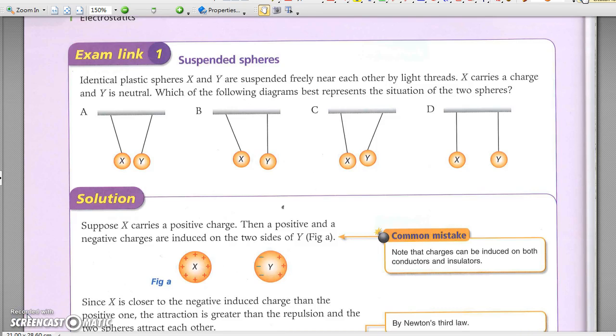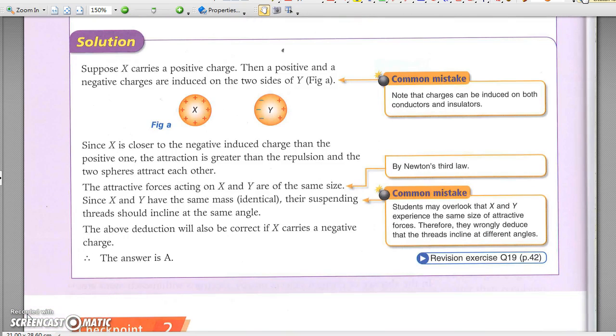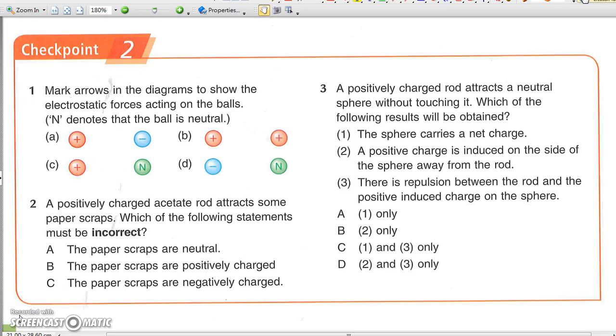Exam link 1 investigates electrostatic forces between two spheres. And now please do check point 2.